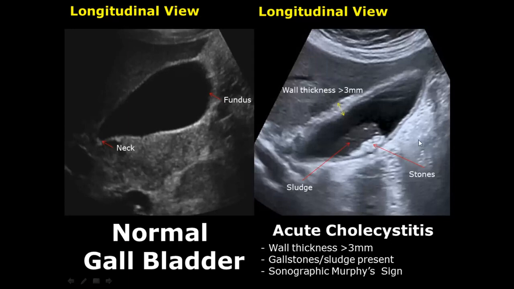Another sign, known as sonographic Murphy's sign, is helpful in diagnosing cholecystitis. In this, the pressure is applied with the transducer while scanning the gallbladder, and while applying the pressure, the patient will feel pain and tenderness, and that is a positive Murphy's sign.